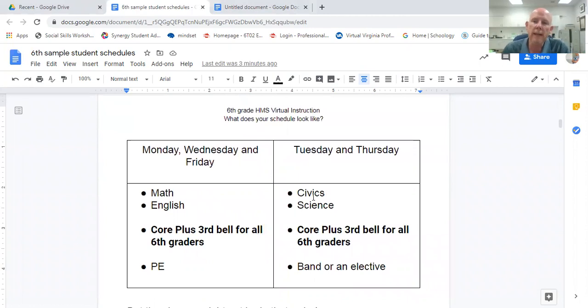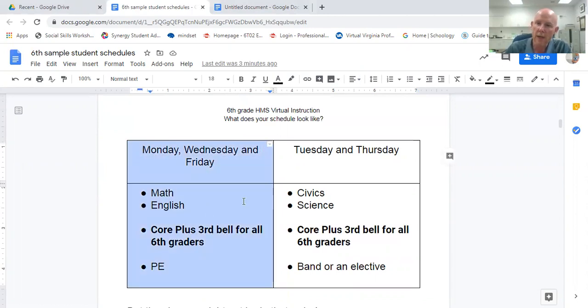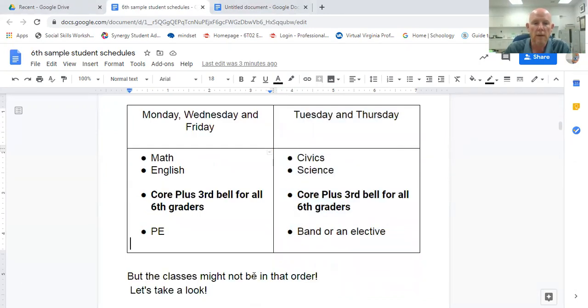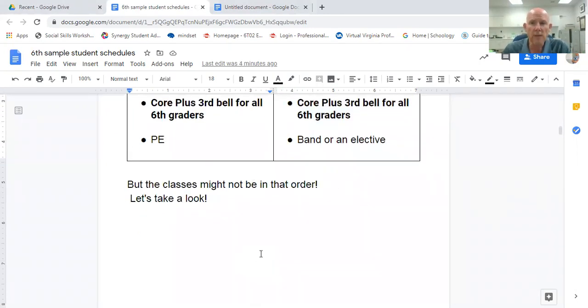Well, one of the things we did to make it happen in an online environment is we split your classes up. On Monday, Wednesday, and Friday, you're going to have Math, English, and Core Plus, which is unique because it's 5 days a week, and PE. Then on Tuesday and Thursday, you're going to have your civics, your science, again, Core Plus, and band or an elective class, depending on what you signed up with, right there. But not everybody's classes are in the same order. So let's take a look at what it might look like for you.